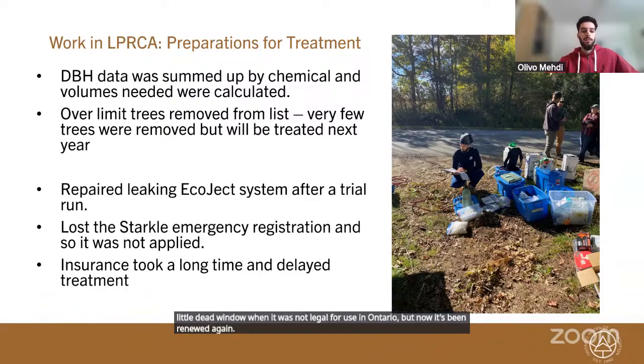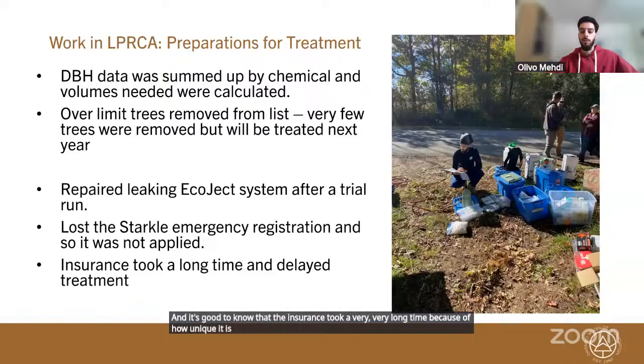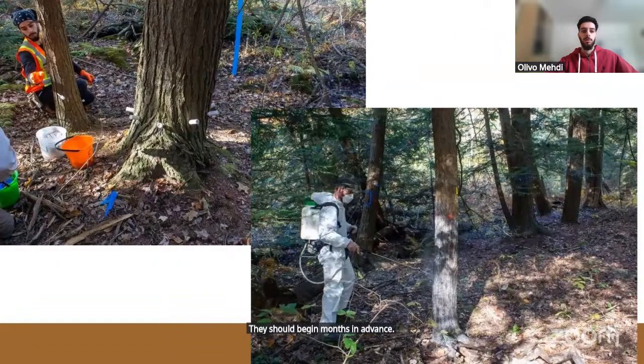And it's good to know that the insurance took a very, very long time because of how unique it is, and it delayed the treatment a lot. So if it's ever the case where a contractor or an operator needs the insurance, they should begin months in advance, at least for now, before that becomes more mainstream.